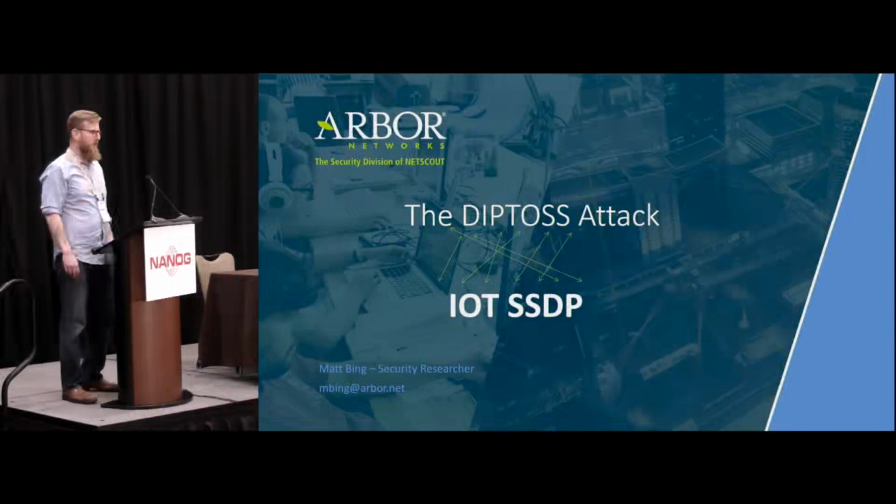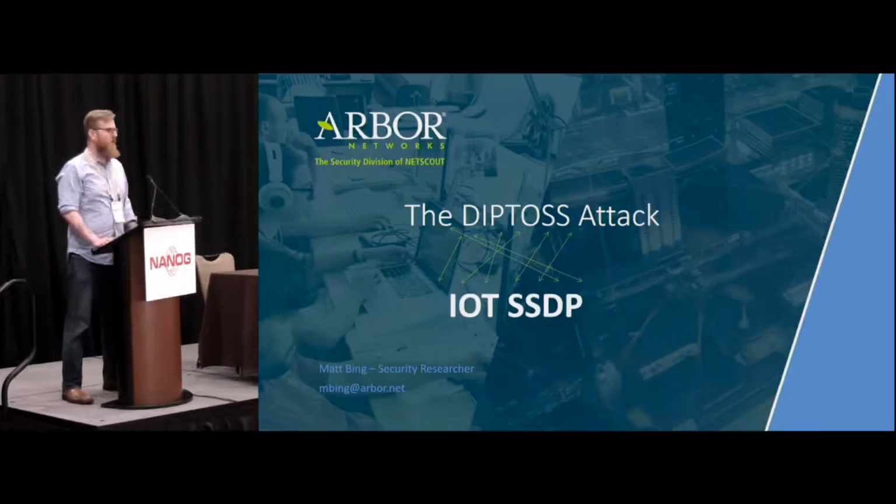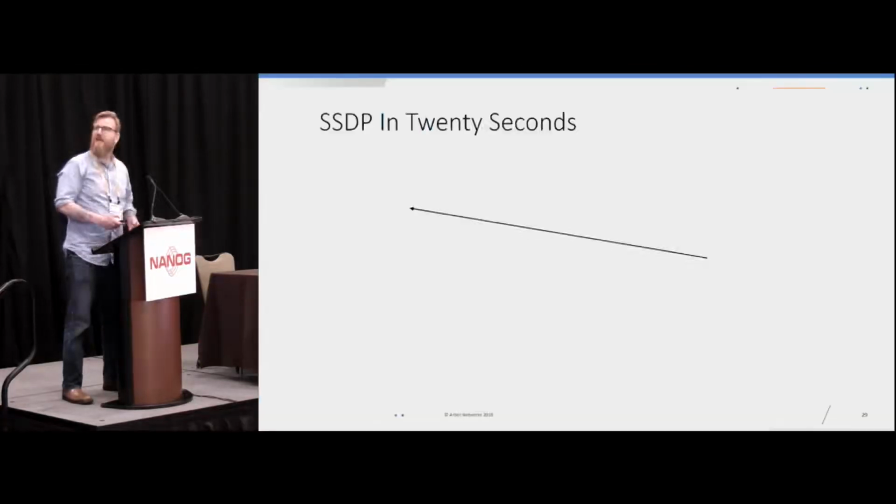So I'm a security researcher with Arbor Networks. If you don't know Arbor, we do DDoS mitigation products and services. And this is the story of a strange DDoS attack that we saw that we were unable to explain, and how we did some research to get to the bottom of it. If you've already jumped to the conclusion that it has to do with IoT and SSDP, you'd be correct.